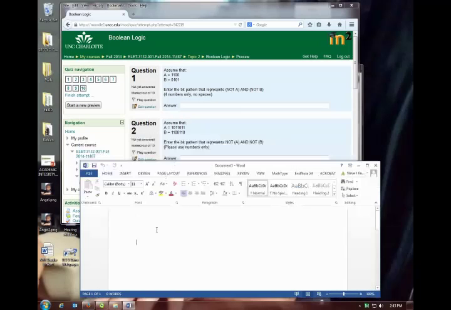So my A is 1100, and this up here says enter the bit pattern that represents not A and not B. So if this is A, then not A, and this way of writing that is standard VHDL. This is 0011. And then B, look at that. I said 0011, didn't I? And I wrote the opposite.